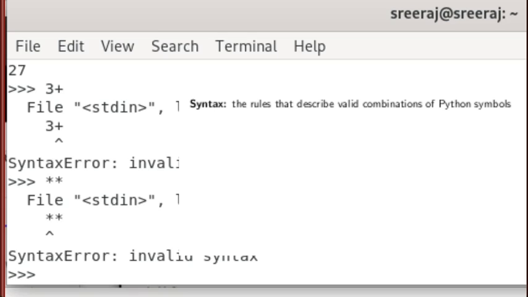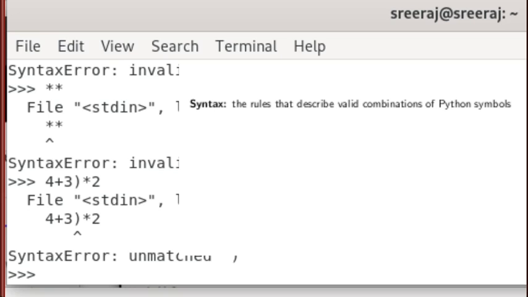And one more scenario: for plus 3, I'm going to use this one, and it is multiplied with the 2. Definitely again I got a syntax error with an unmatched parenthesis. That means if I use only the closed parenthesis, it shows a syntax error.